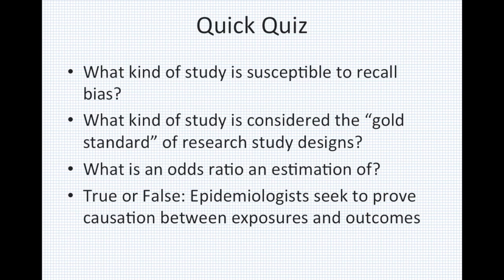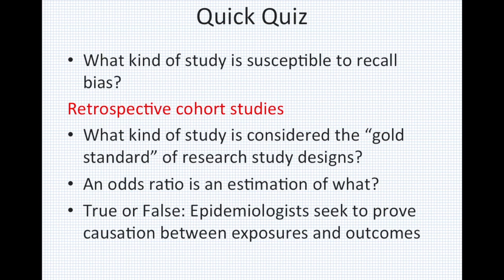So, what kind of study is susceptible to recall bias? That would be a retrospective cohort study. And if you can remember, the reason for that is because in a retrospective cohort study, we're often counting on subjects to provide information from memory, and their memories can be incomplete or incorrect.